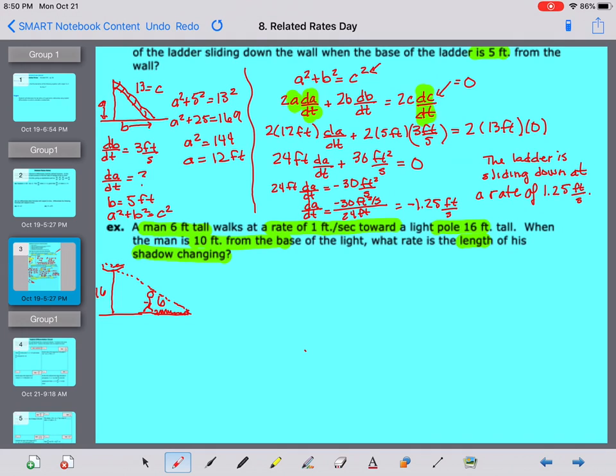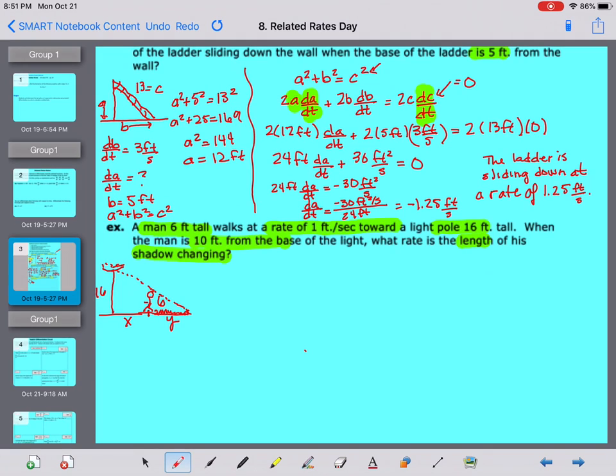Okay, so the question becomes, what equation would we use? I'm going to assign some variables. I'm going to assign the distance he's away from the light pole, because it does talk about that in the problem, as x. So that's going to be here. And then his shadow length, which it also talks about, I'm going to label as y. The reason I want to put some variables on there is so that I can define what my derivatives represent.